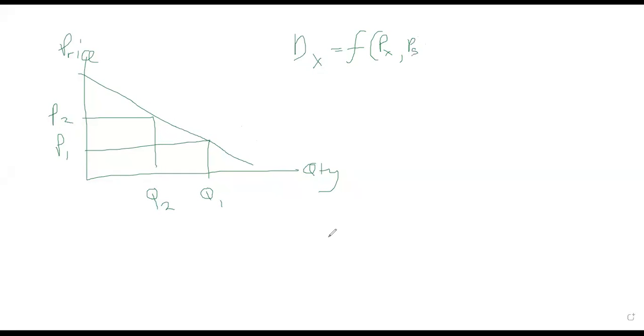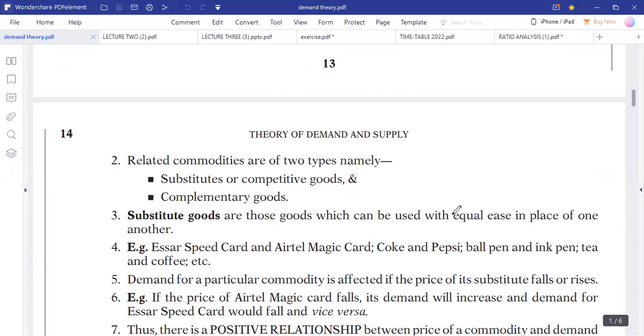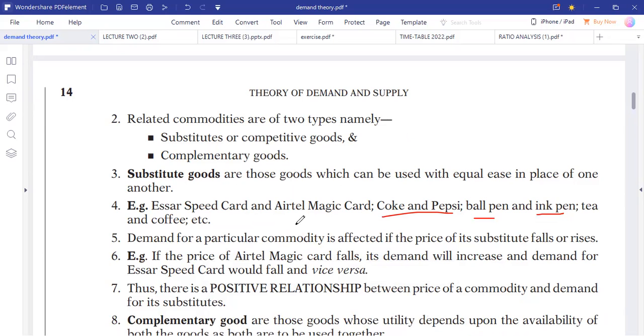We said a substitute is a good which can be used with equal ease in place of the other. Substitute goods, we talked about examples like Coke and Pepsi, a ball pen and ink pen, tea and coffee. When one commodity becomes expensive, you switch to the other commodity. We call that the substitution effect. If the price of Coke goes up, you go and buy Pepsi because ultimately in your mind, you say these are the same things.